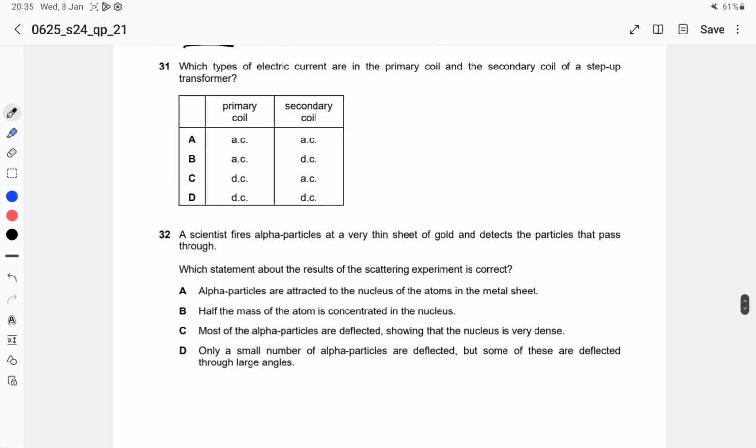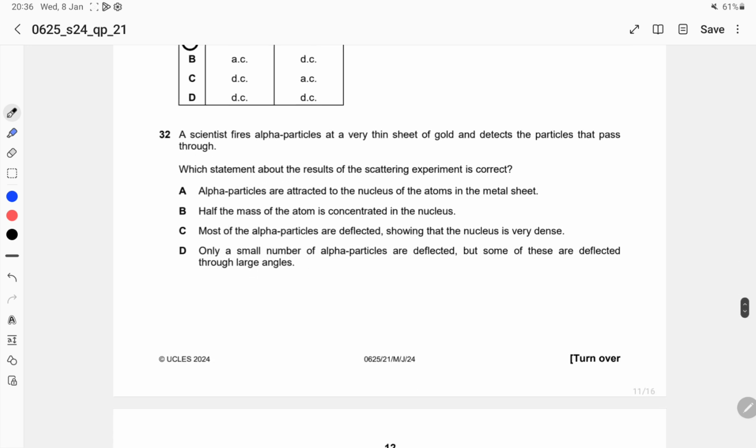Think. Chalo, 31st. Which type of electric current is used in primary coil and secondary coil of a step-down transformer? See, transformers work on AC and they produce AC, which means the answer over here, straightforward, is going to be AC.